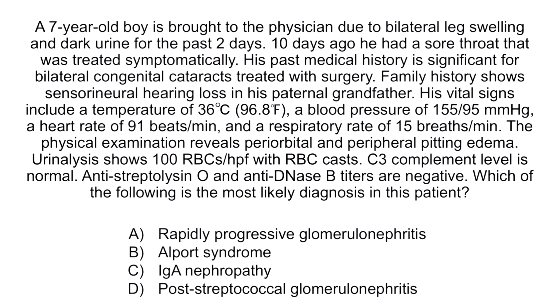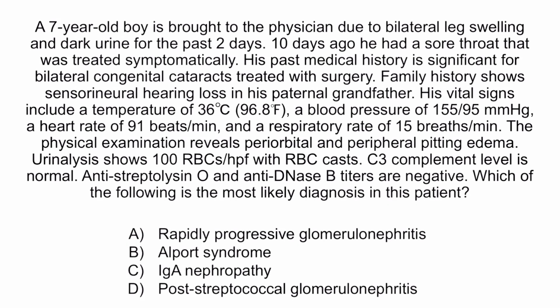A 7-year-old boy is brought to the physician due to bilateral leg swelling and dark urine for the past 2 days. 10 days ago, he had a sore throat that was treated symptomatically. His past medical history is significant for bilateral congenital cataracts treated with surgery. Family history shows sensorineural hearing loss in his paternal grandfather. His vital signs include a temperature of 36 degrees Celsius, blood pressure of 155/95, a heart rate of 91, and respiratory rate of 15. Physical exam reveals periorbital and peripheral pitting edema.